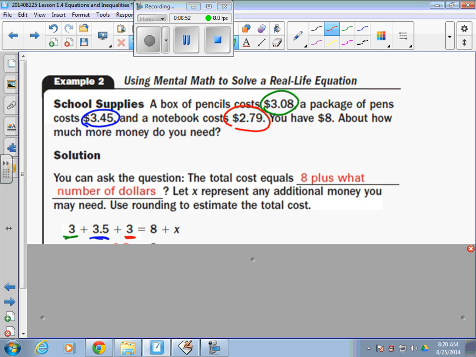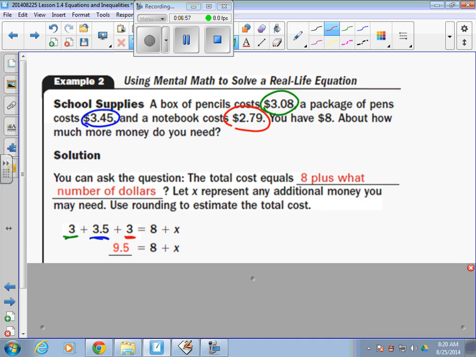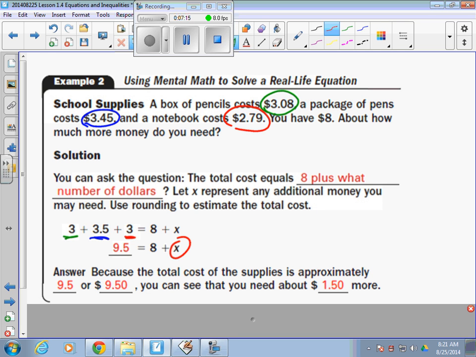So we're using numbers that are easier to manipulate. 3 plus 3.5 is 6.5, plus 3 is going to be 9.5, which is equal to 8 plus what number? That's what this always represents, a variable. What number? So 8 plus what number? You know that $1.50 is going to get you to $9.50. The total cost of supplies is approximately $9.50, so you need about $1.50 more.